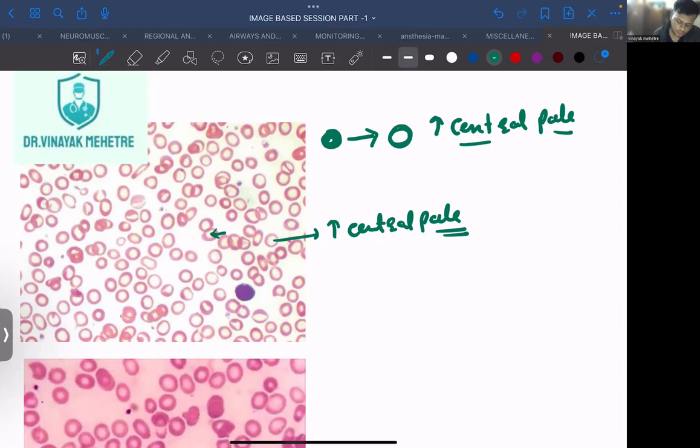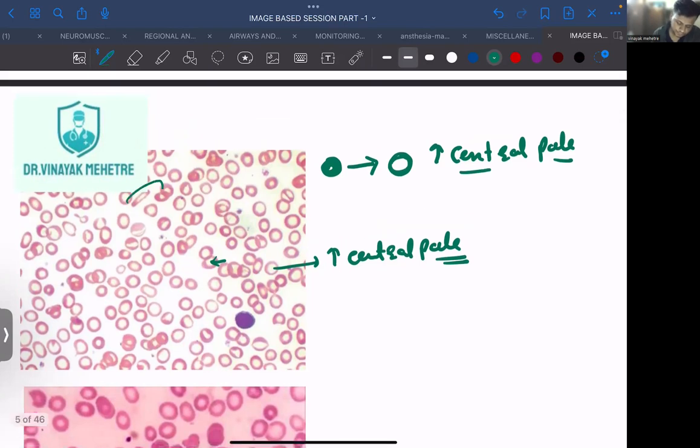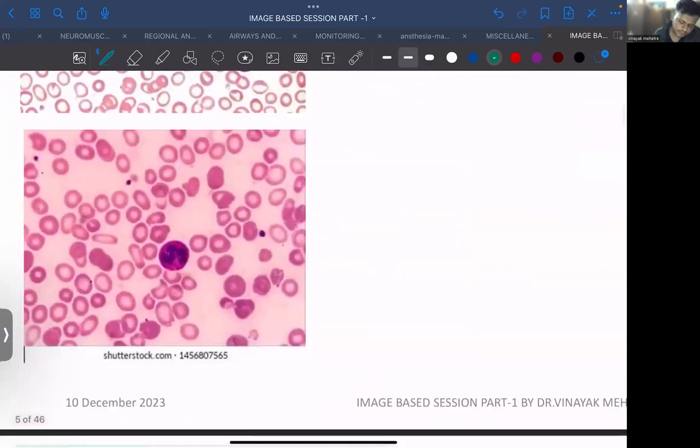Okay, what is this? The shape of RBC is a little bit changed. इसी को बोलते हैं पोइकिलोसाइटोसिस. इसी को हम बोलेंगे पोइकिलोसाइटोसिस. ठीक है. Here also you can take a look. Okay, पोइकिलोसाइटोसिस इसी को बोलते हैं.